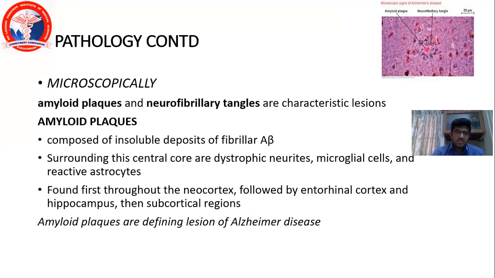This is in contrast with what we said earlier about the atrophic changes, where the shrinkage is first seen in the entorhinal cortex and then spreads to other regions. In the case of amyloid plaques, they are seen first throughout the neocortex, and finally they end up in the entorhinal cortex and hippocampal area, and then go on to the subcortical regions. Amyloid plaques are the defining lesion of Alzheimer's disease, but they are not specific to it.